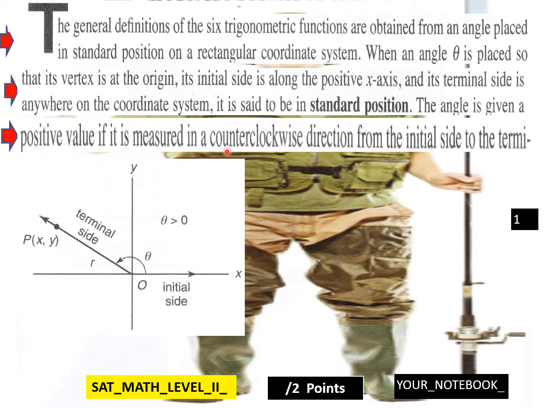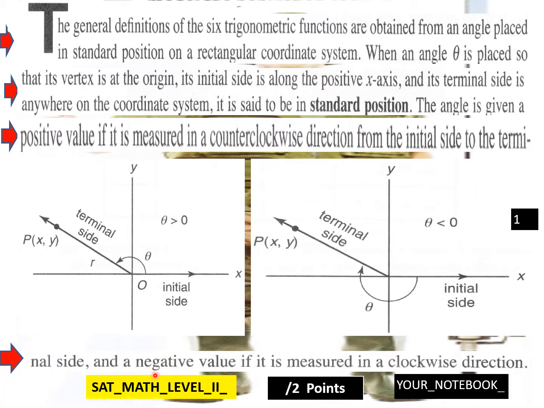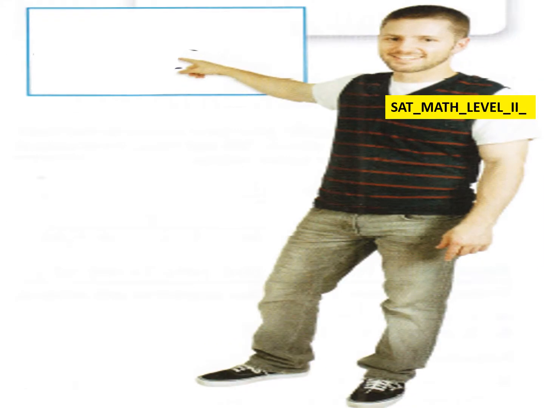If it is measured in a counterclockwise direction, so if we go in this direction, it's positive. This direction would be negative, from the initial side to the terminal side. And the negative value is if it's measured in a clockwise direction. So we go in a clockwise direction, it's negative. So this would be a negative theta, and then this would be a positive theta over here.